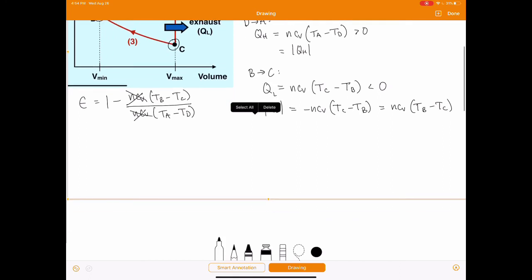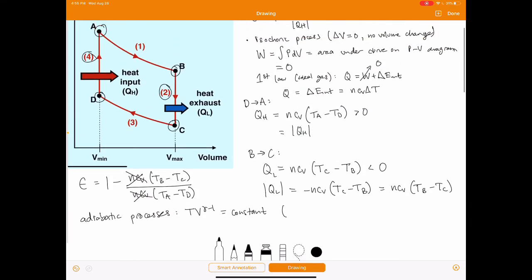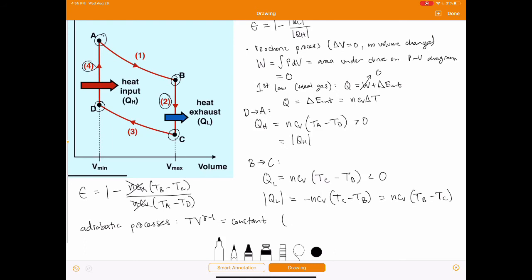The next thing I want to think about is the adiabatic processes. We haven't looked at that yet. So one thing we know about an adiabatic process is that T times V to the gamma minus 1 is constant during an adiabatic process. So we have two of those to think about. That would be the process that takes us from A to B and the process that takes us from C to D. Those are both adiabatic, so we can use this relationship for both of those.